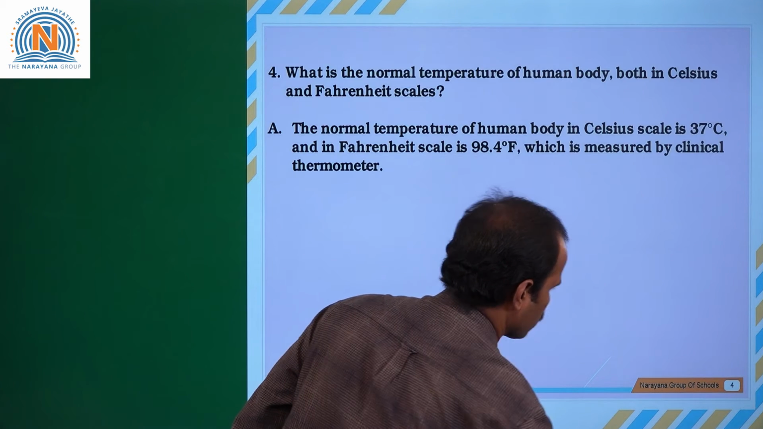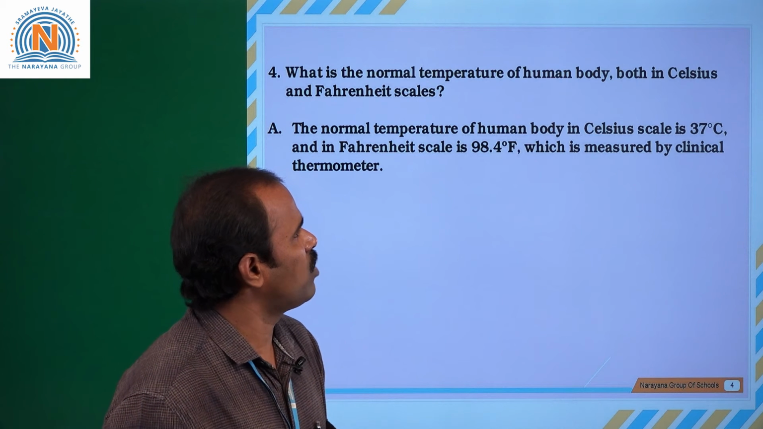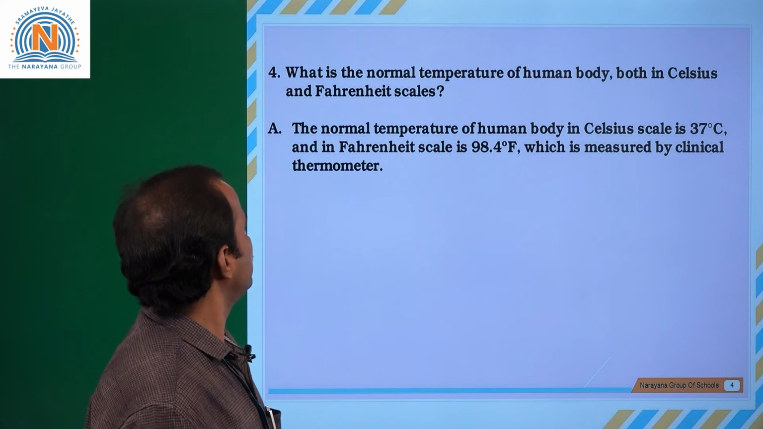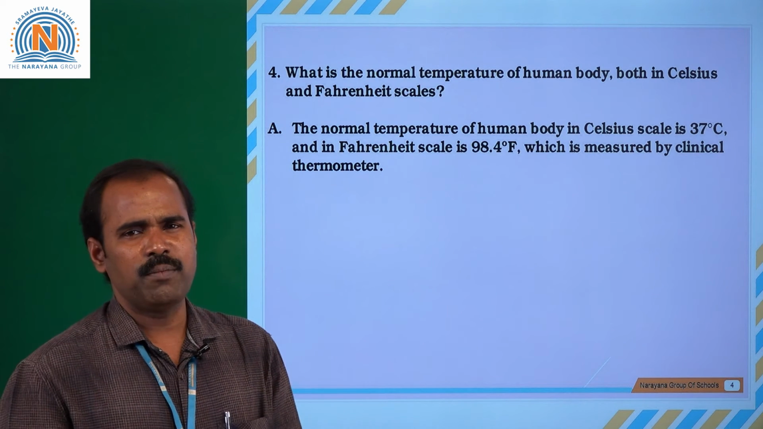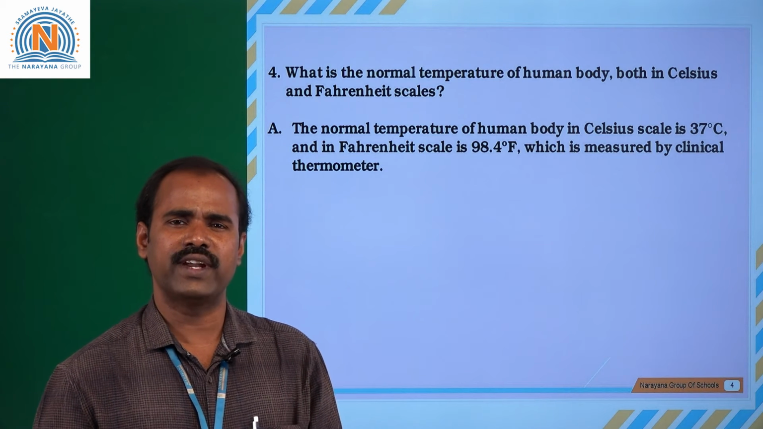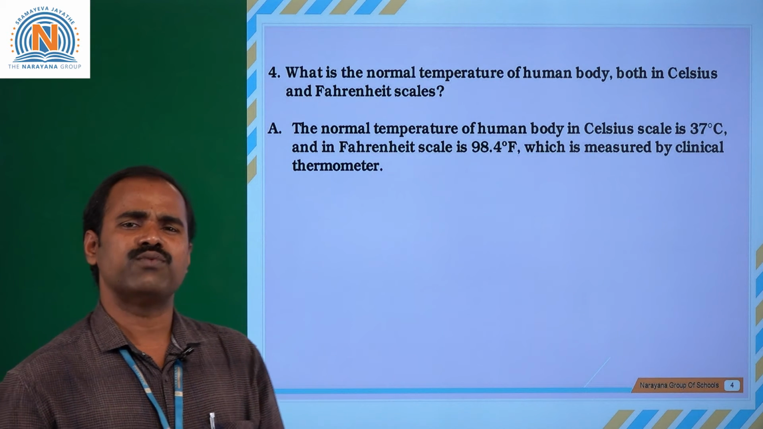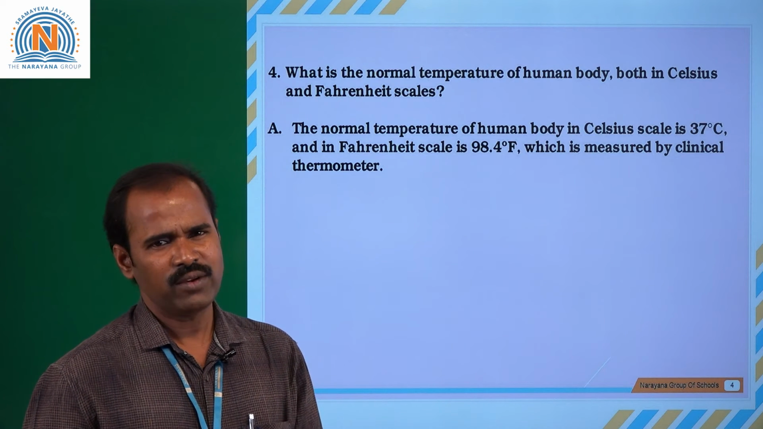Next question, what is the normal temperature of the human body both in Celsius and Fahrenheit scales? The normal temperature of a healthy human body in the Celsius scale is 37 degrees Celsius, and in the Fahrenheit scale the temperature is 98.4 degrees Fahrenheit.